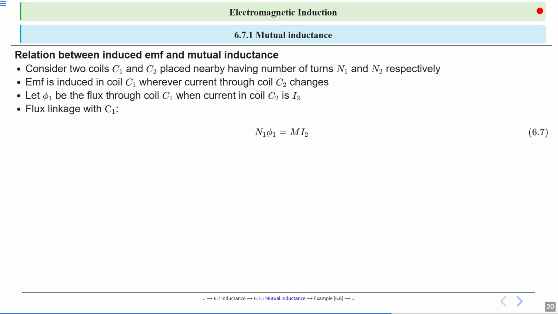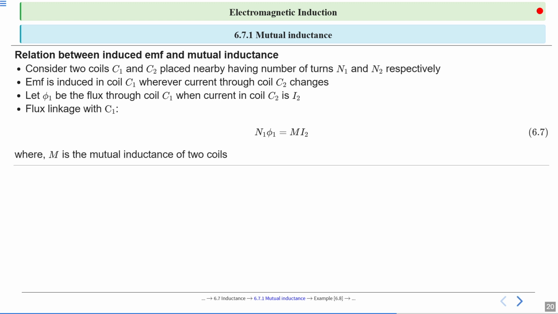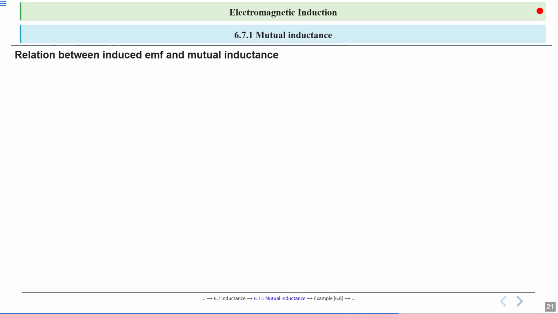Flux linkage with the C1. So what is the flux linkage with C1? That is N1 phi 1, which is equal to M, the mutual inductance, into the current flowing through the C2 coil, that is I2. Mark it as equation 6.7, where M is the mutual inductance of the two coils. So differentiating N1 phi 1 equal to M I2 with respect to time, it will result in d(N1 phi 1) upon dt equal to M dI2 upon dt.